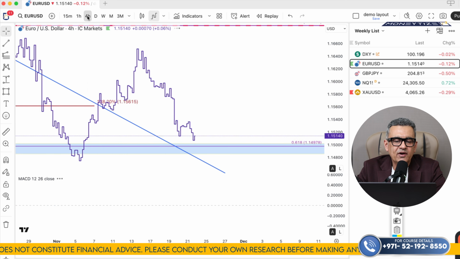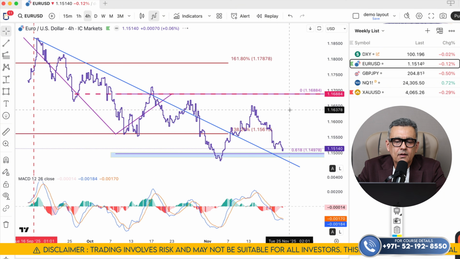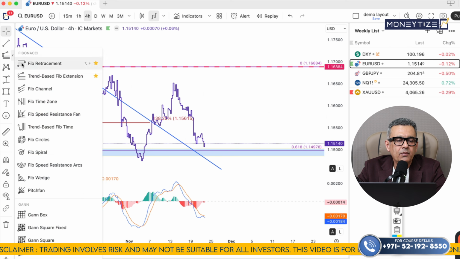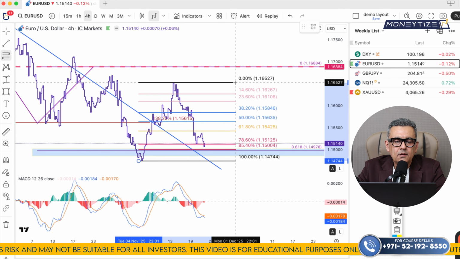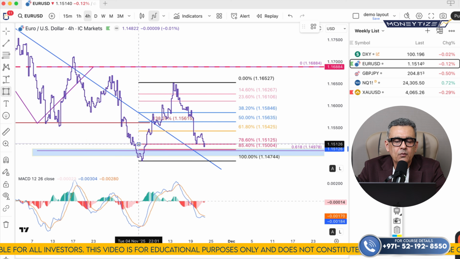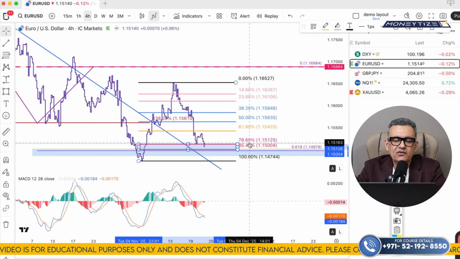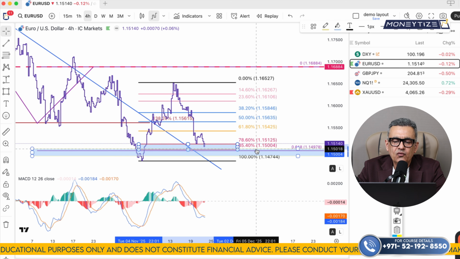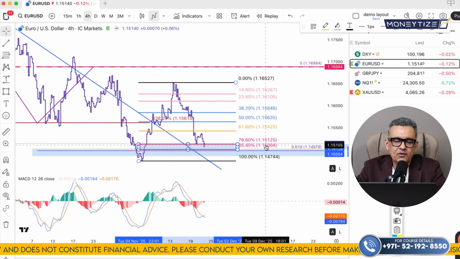I'm moving to 4-hourly frame now. Now on the 4-hourly frame, I'll take into account Fib retracement on the current leg up applied. And now EURUSD has fallen back to the strongest level of support, which falls in between 78.6 to 85.4. So 1.1500 is the local support for Euro US dollar.